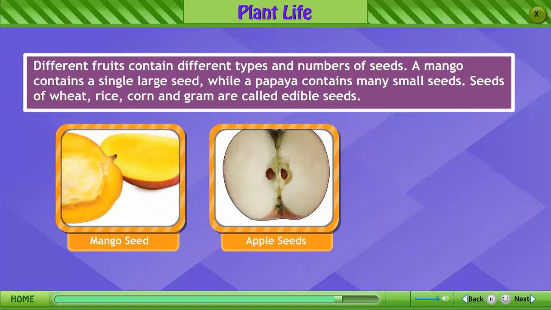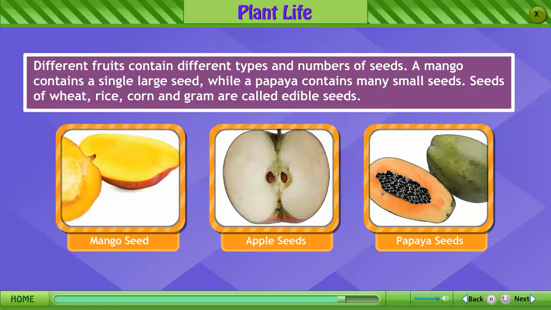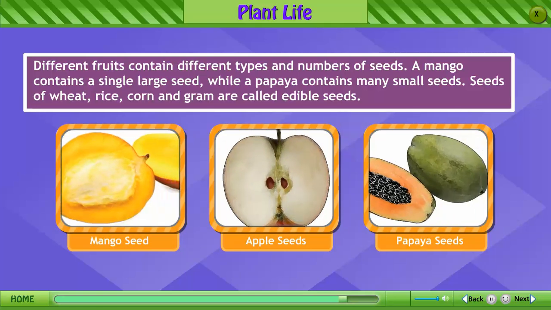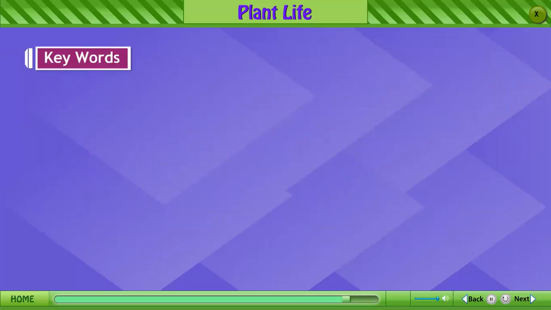Different fruits contain different types and numbers of seeds. A mango contains a single large seed, while a papaya contains many small seeds. Seeds of wheat, rice, corn and gram are called edible seeds.